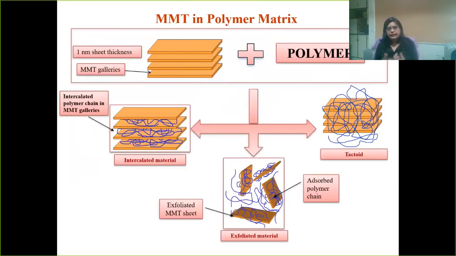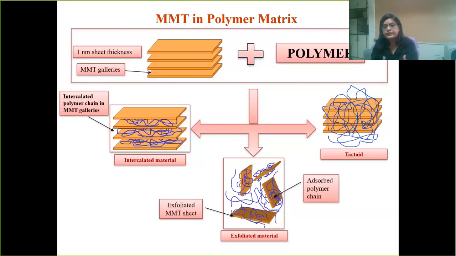So in polymer nanocomposites, what we do is we just have a nanofiller in the polymer matrix. In this slide, I have tried to picturize the thing. I have added polymers to the clay sheets. So MMT clay has a platelet structure. There is a spacing between the platelets. Due to the swelling properties of the clay, there may be three types of structure.